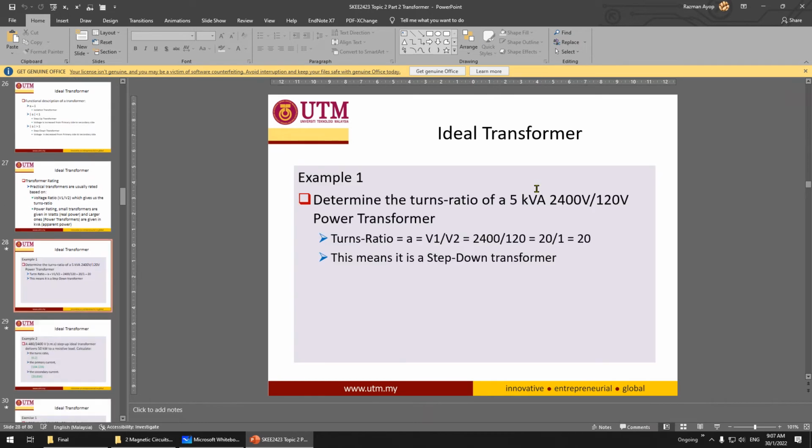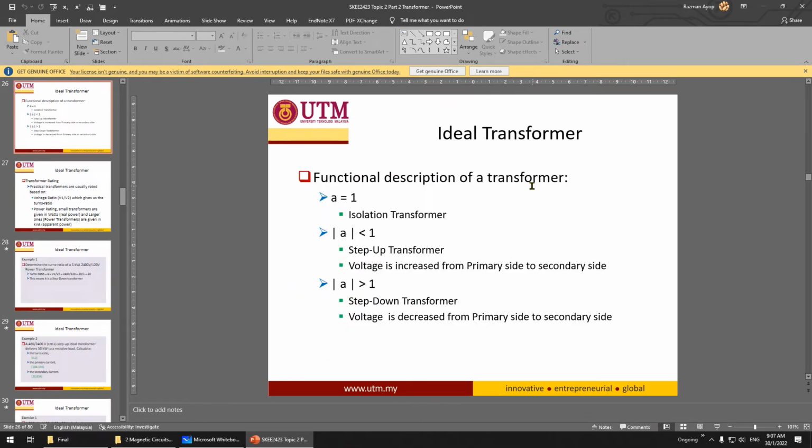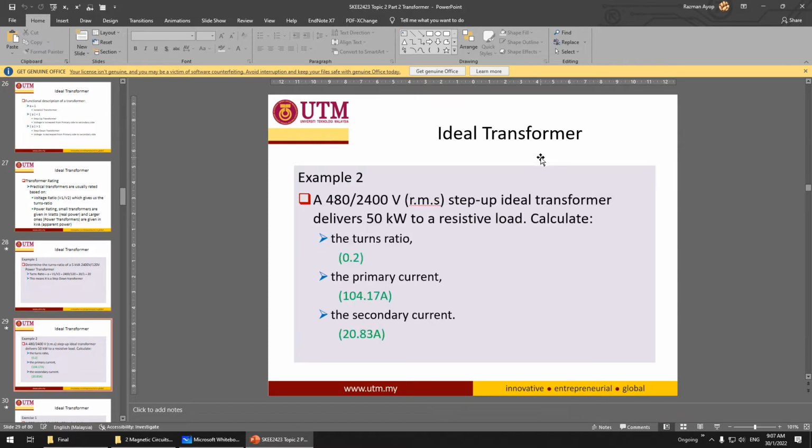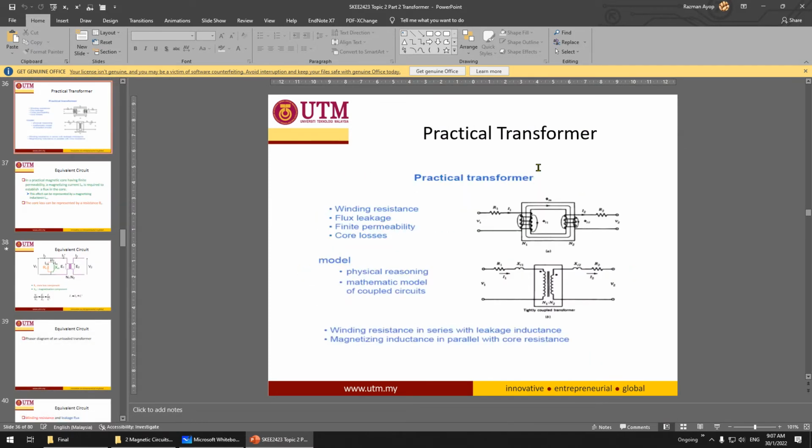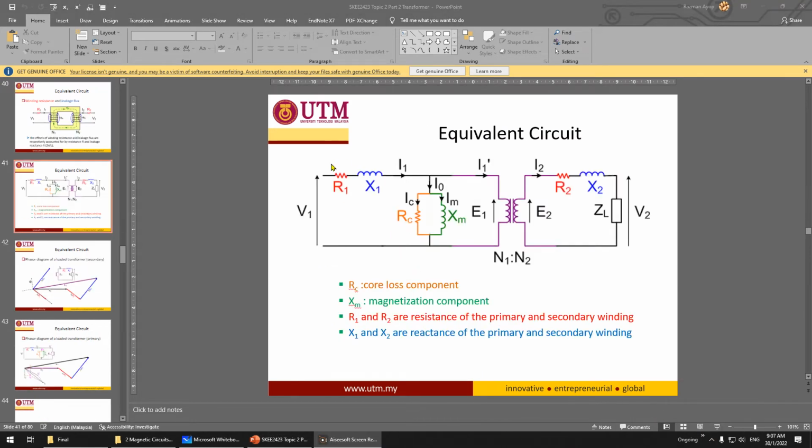But the important part you should know is how to draw the transformer circuit. You need to know what R1, X1, RC, XM, R2, X2 are, and V1, E1, E2, V2, and I1 and I2. This one you need to know. This current as well. So not calculate, but how to draw this.